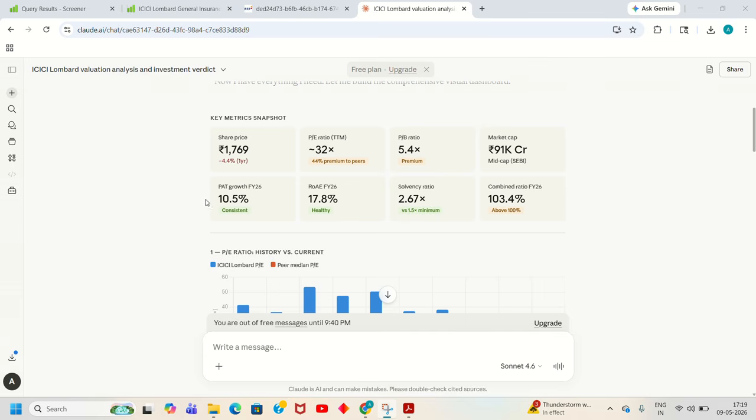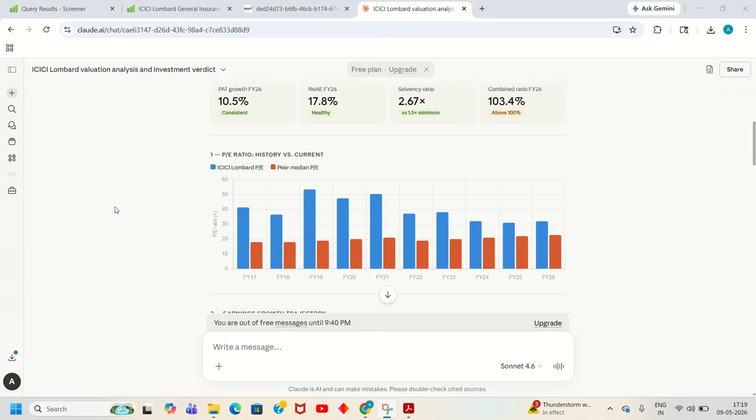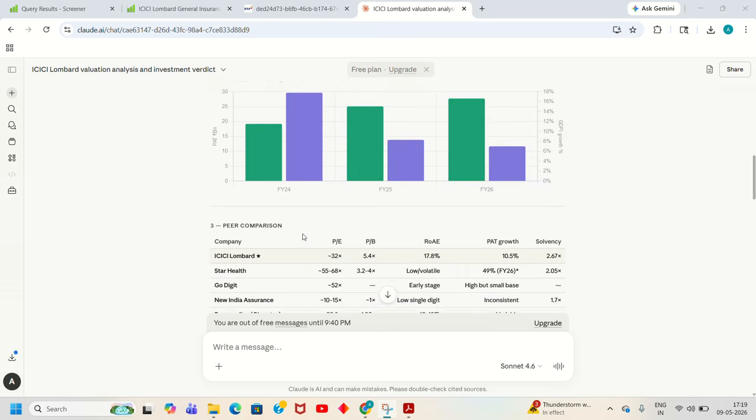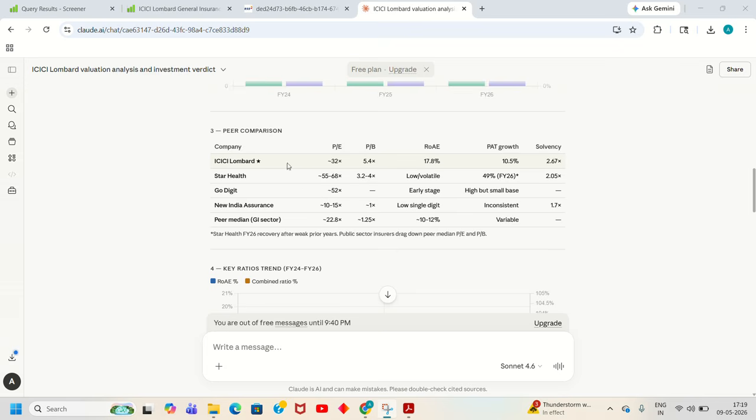So this is the final result that Claude has given. So firstly, we can see the share price, PE ratio, PB ratio. So here they are justifying PE ratio as 44% more premium than that of the peers. So here is the PE ratio history versus current. The orange line represents the peers' PE ratio, and the blue line represents Lombard's PE ratio, as it is stating that it is slightly overvalued than that of the peers' PE ratio. The same trend is being shown here as well.